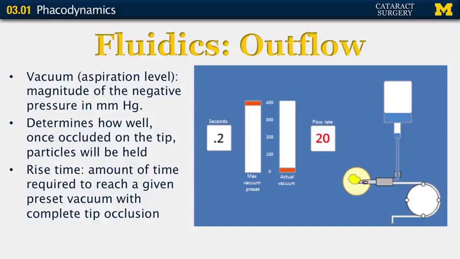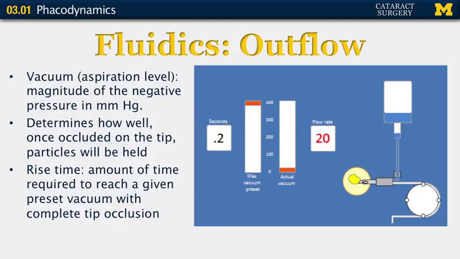In relation to this, we have what we call the rise time, and this relates specifically to flow pumps. The rise time is the amount of time that's required to reach a given vacuum. Vacuum has to build up to our preset maximum. So we set the maximum, and we need time for the vacuum to build once the tip is occluded. And the tip has to be completely occluded for the vacuum to build. That's very important for the phaco surgeon to understand.